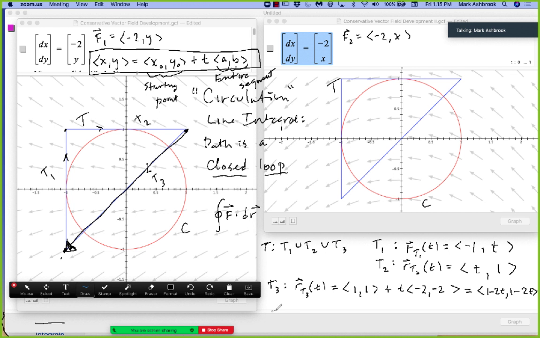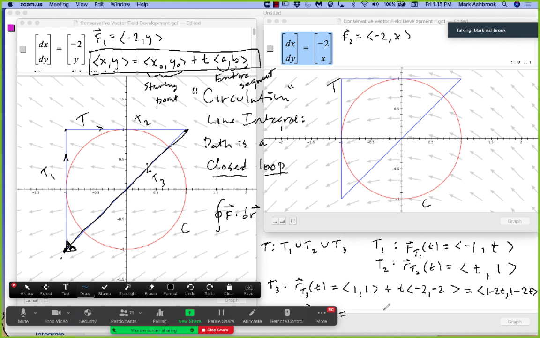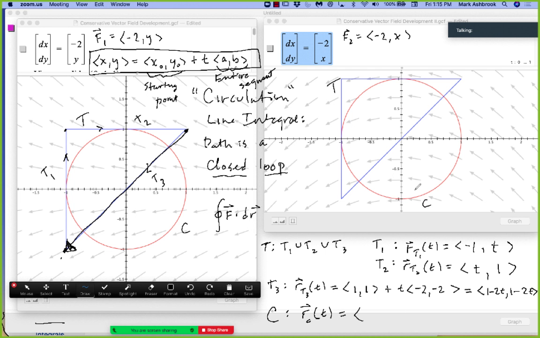All right, what about C? That's going to be only one piece. It's a circle. So what do we think for R of C? Let's say we'll start here at the right side and go counterclockwise.